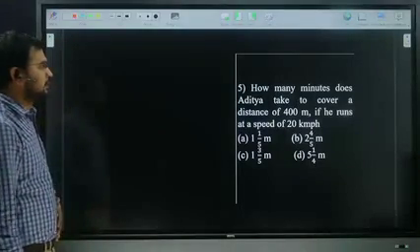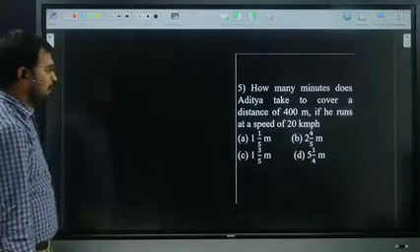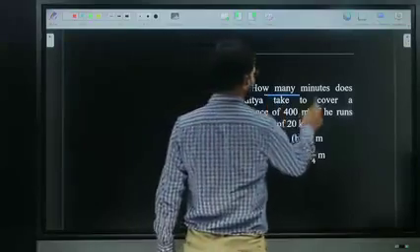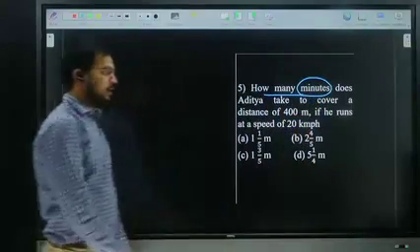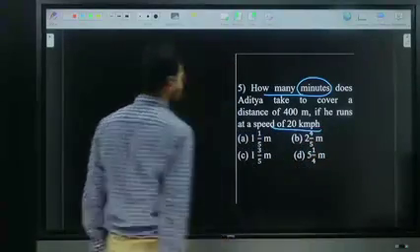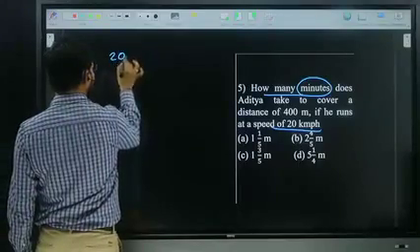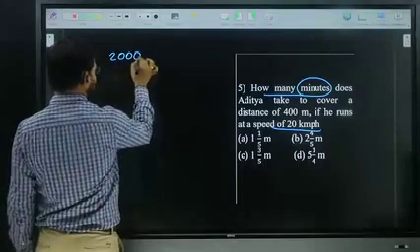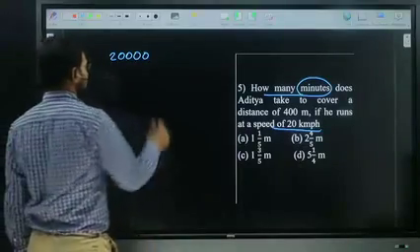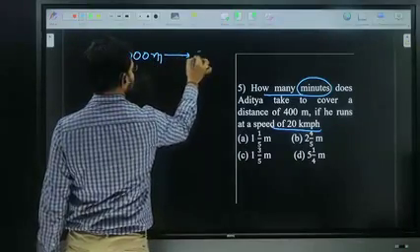How many minutes does Aditya take to cover a distance of 400 meters if he runs at a speed of 20 km per hour? They're asking how many minutes. Look at me, all of you. Speed is 20 km per hour. 20 kilometers is how many meters? 1 kilometer is 1,000 meters, so 20 kilometers is 20,000 meters in how many minutes? 60 minutes time.